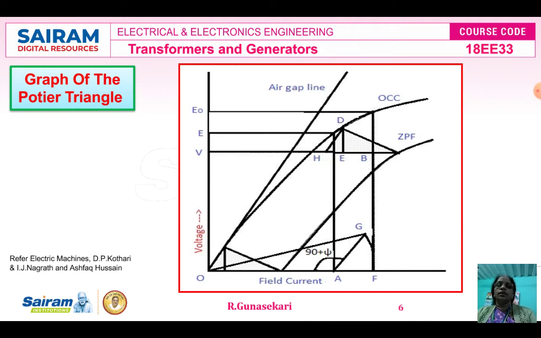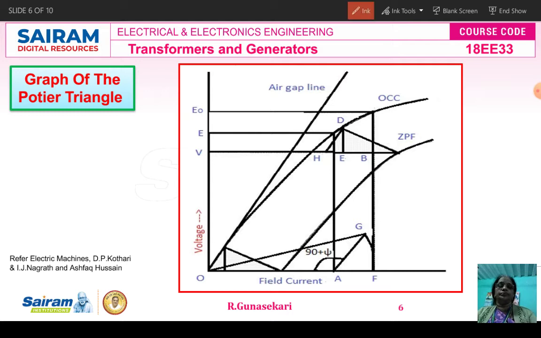Now you see, this is the graph of the Potier triangle method. The field current is taken along the x-axis, voltage is taken along the y-axis. First we draw the open circuit characteristics between field current and voltage. Then you can draw the zero power factor characteristics. This is the full load zero power factor characteristics.